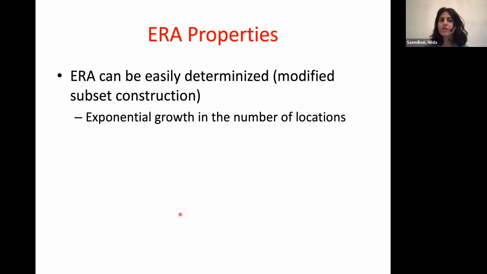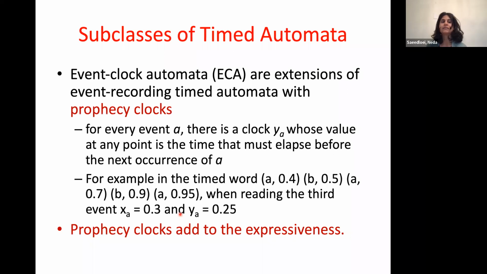So event recording automata can be easily determinized. The cost that is paid is exponential growth in the number of locations. But the thing is, we obtain some determinizable automata, and therefore we can complement them.